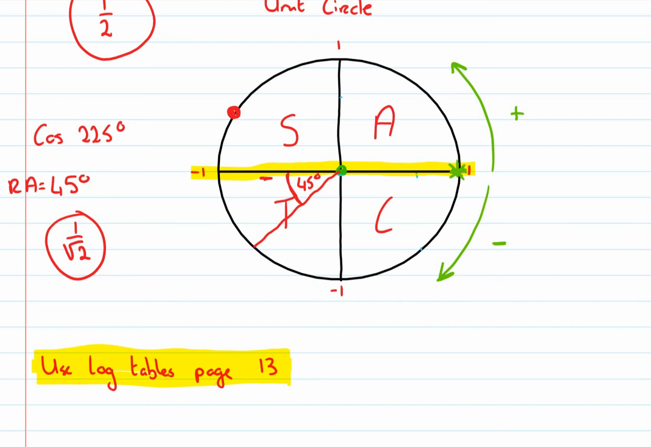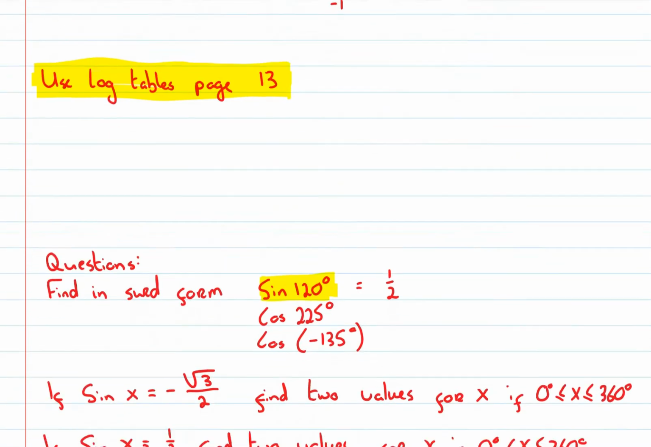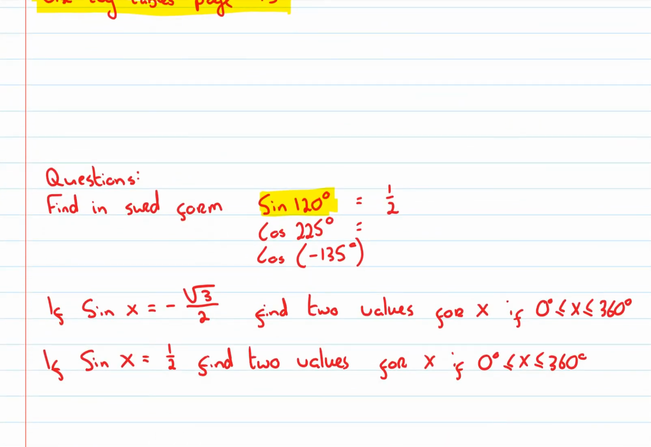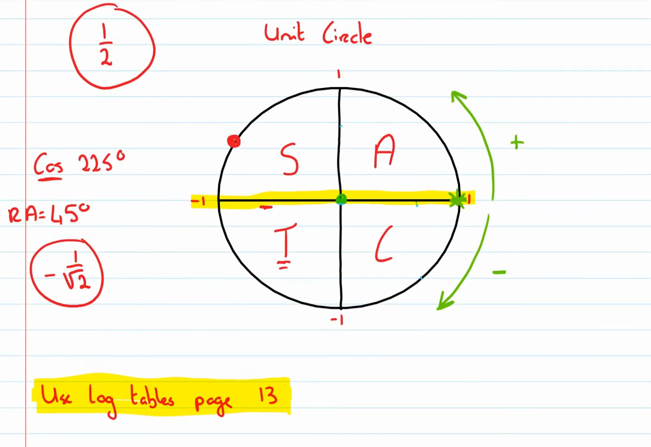Now you ask yourself, is it a positive 1 over root 2 or a negative 1 over root 2? Well, in this quadrant, tan is positive, all the rest are negative. So therefore, cos is negative, so it's a minus 1 over root 2. So this is minus 1 over root 2. So that's that done. And the next one, cos minus 135 degrees. Okay.